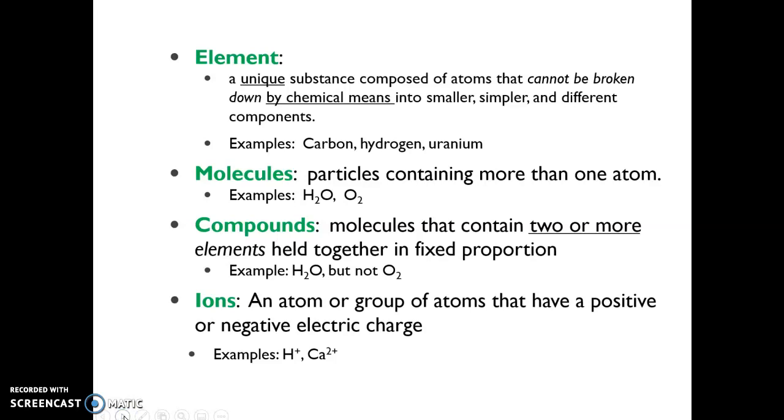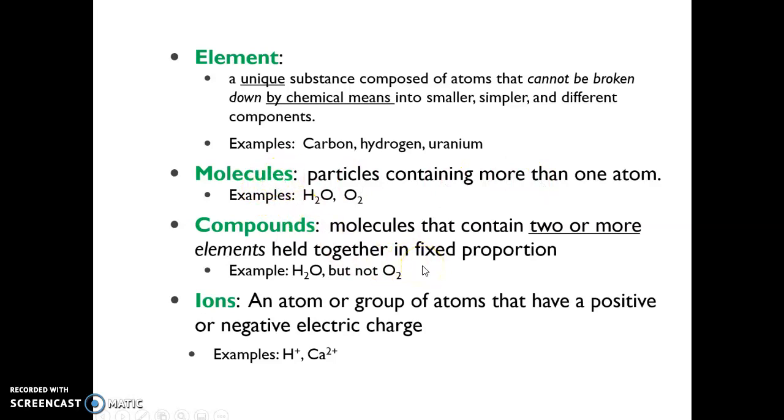Now the next two vocabulary terms are close confusers, molecules and compounds. Molecules contain more than one atom. Okay, so oxygen that we breathe has 2 oxygen atoms combined, so it's more than one atom. Water has 3 atoms, 2 hydrogen atoms and an oxygen atom, and therefore it also has more than one atom, and it's therefore a molecule.